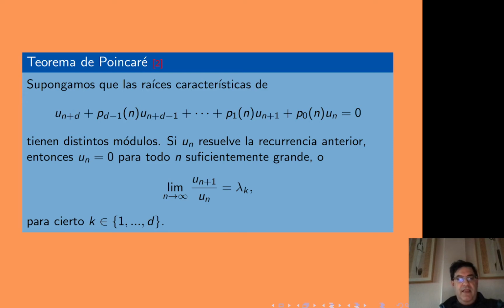Then if Un solves this recurrence, then Un is equal to 0 for n large enough, or the ratio in the limit of Un plus 1 over Un is some root. This is for some k as one of the roots of this polynomial. All right, so that tells you what the behavior of Un at infinity is.